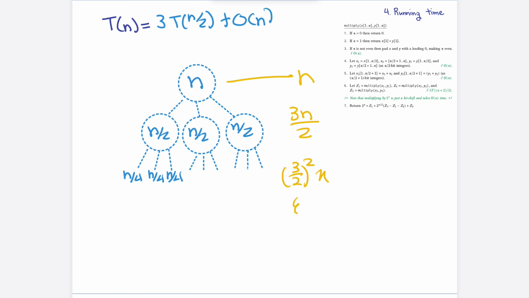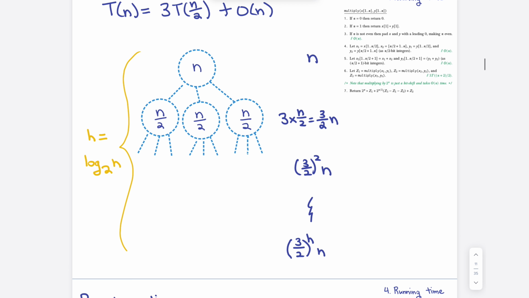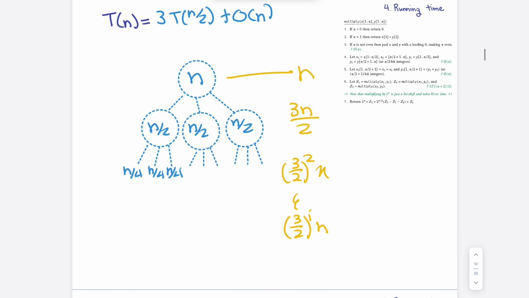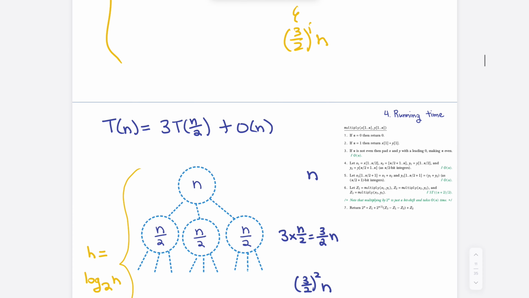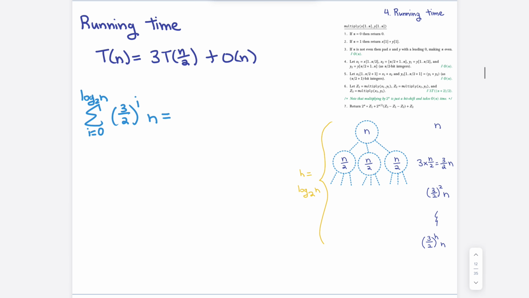In general, if I'm looking at the ith level, you might think it's 3/2 to the i, something like this. Okay, good. I meant to ask, how tall is this tree? Log base 2 of n. So here the base will matter, as we'll see. Now just some arithmetic. What does this look like? What does this evaluate to, up to constants?